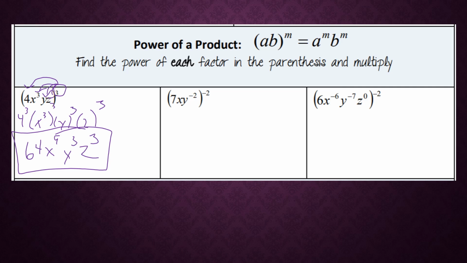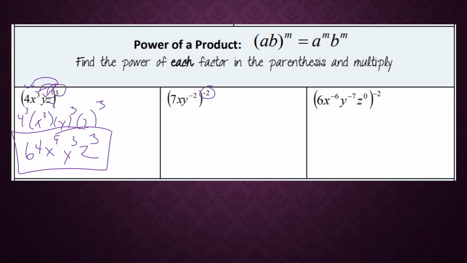Number 2, I don't like that negative exponent outside there, so I'm going to go ahead and flip that entire piece of 7x over y to the negative 2, and then I'll flip it again, okay? You could do the y to the negative 2 first. If you look at the answer key, that is how I did it in the answer key. So I did it a little bit different. So I'll show you both ways. I'll do it differently in the next one.